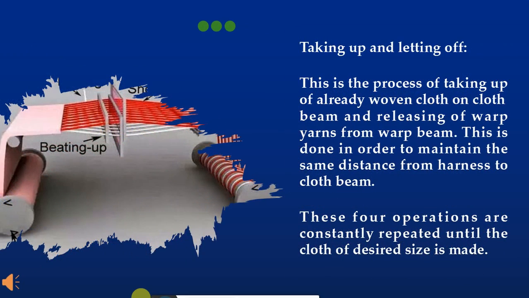Taking up and letting off: this is the process of taking up of already woven cloth on the cloth beam and releasing of warp yarns from the warp beam. This is done in order to maintain the same distance from the harness to the cloth beam. These four operations are constantly repeated until the cloth of desired size is made.